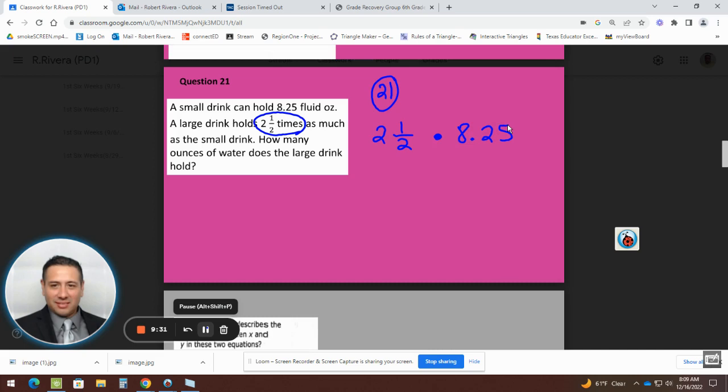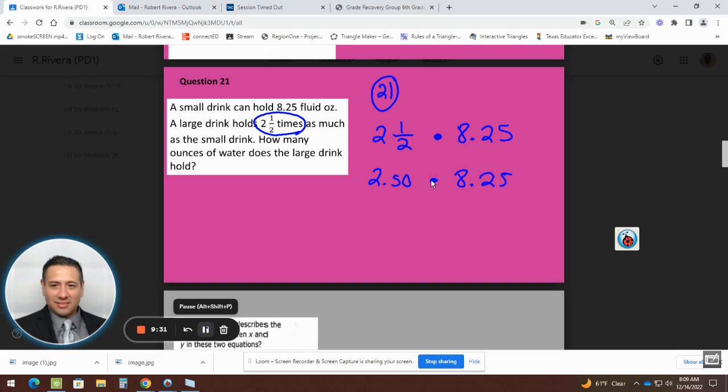Now, can you multiply fractions with decimals? No. I have to change that fraction to a decimal. Good job. Like he already knows that this is one of our cards. Half is how much always? 50 cents, right? So I'm going to say 2.50 instead times 8.25.